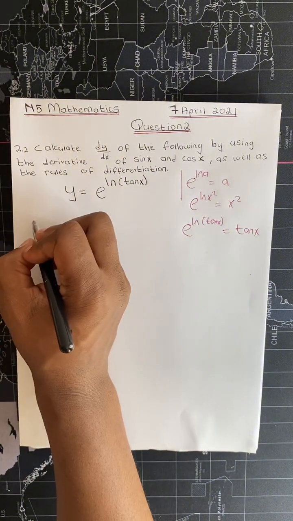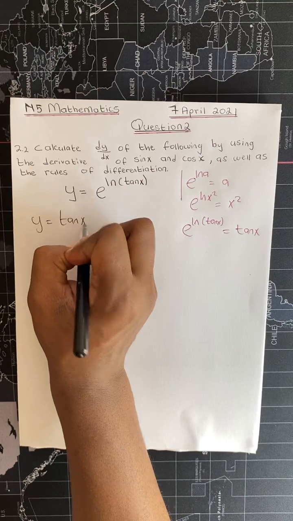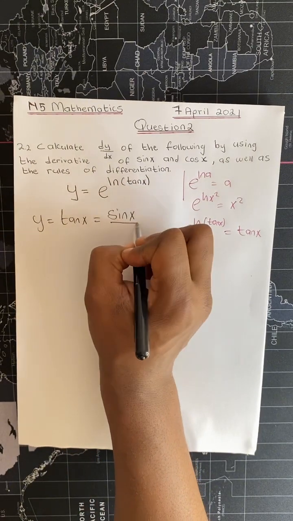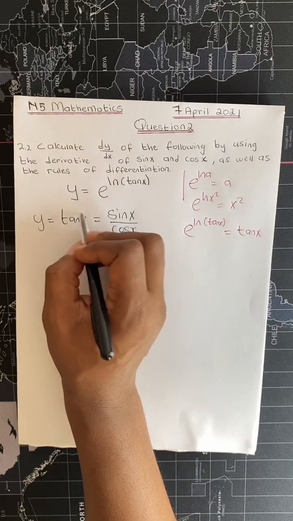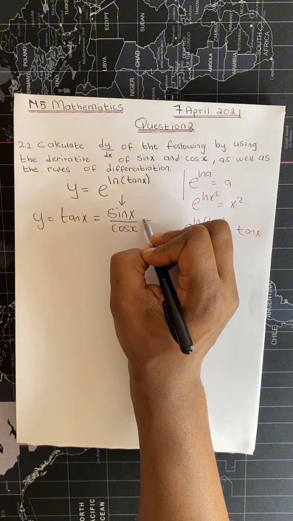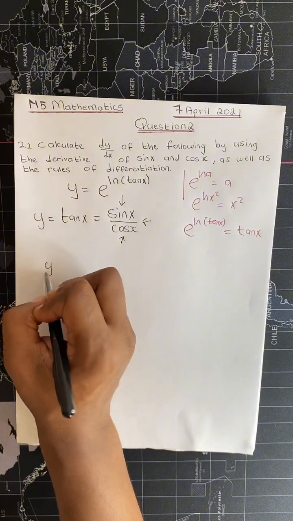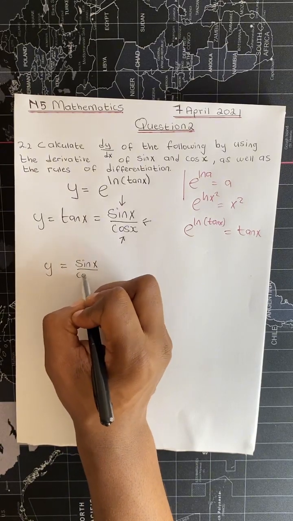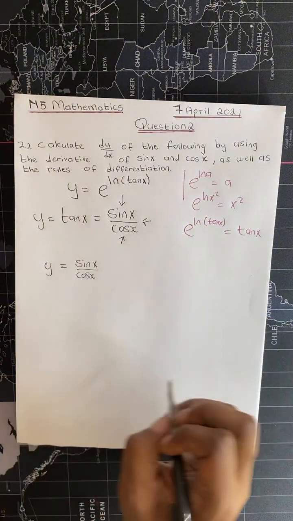So y will be equal to tan x, and as you know, tan x is equal to sin x over cos x. So instead of differentiating the tan x, we will differentiate the sin x over cos x. So we have y is equal to sin x over cos x. Since we are dividing the sin x with the cos x, we have to use the quotient rule.